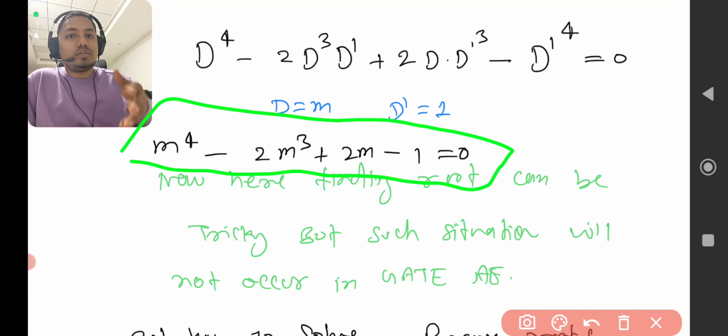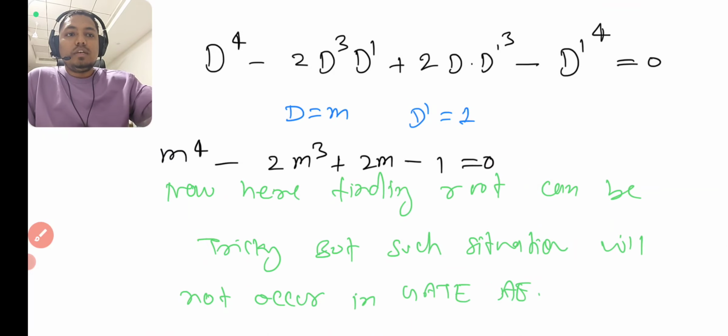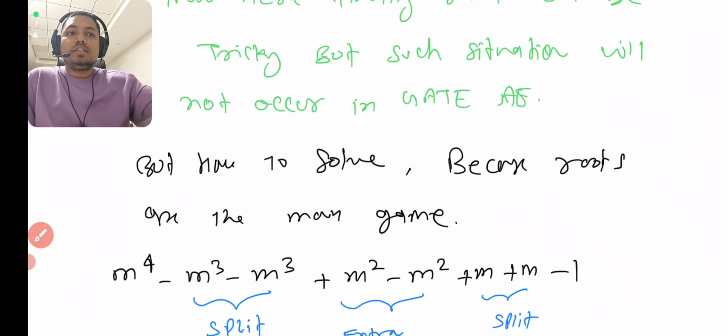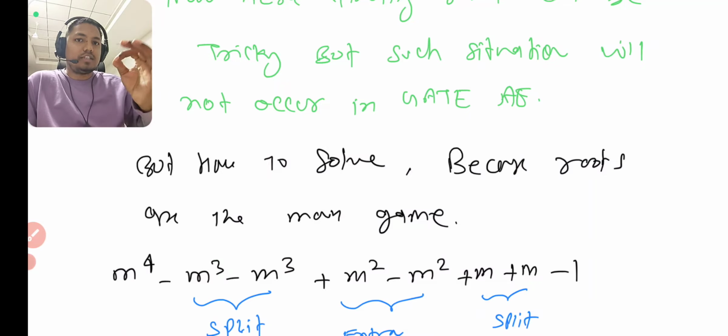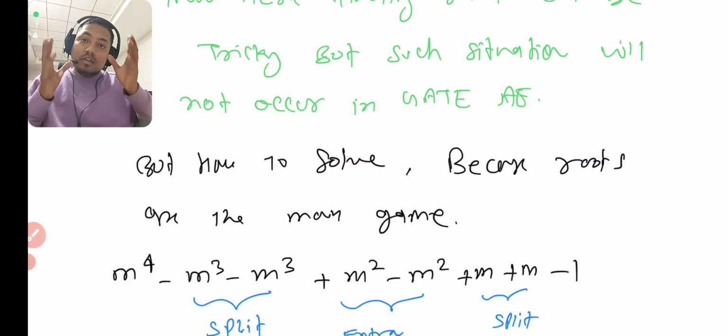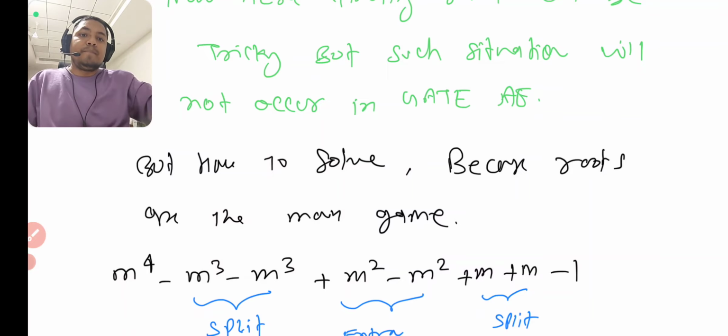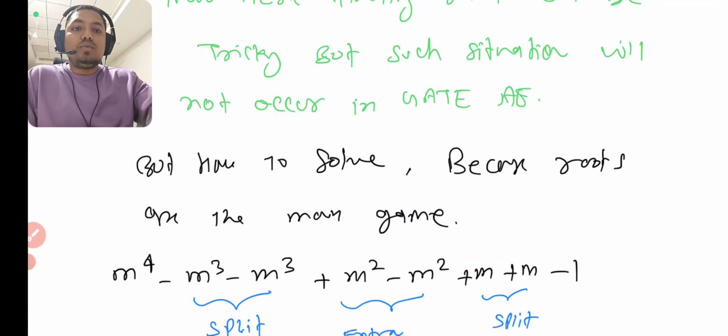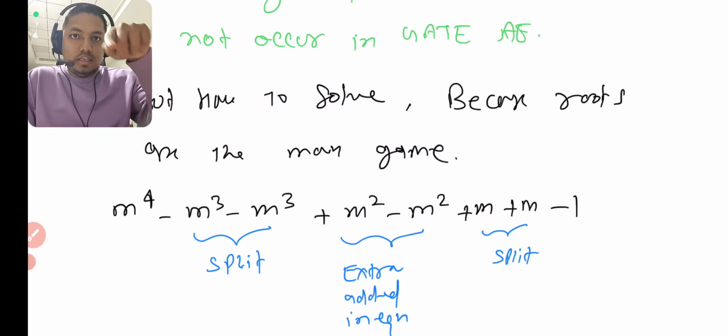No, even though if you know the process, you skip the question if this kind of situation is coming. Okay, so now here finding the root can be tricky, but such situations will not occur in the GATE aerospace exam. But if it is coming and you are fast enough and have good practice in mathematics, just go ahead and find the roots, because once the roots are in your hand, you can quickly substitute in the functions and get the answer. But how to solve? Because roots are the main game in our PDE currently in this chapter.